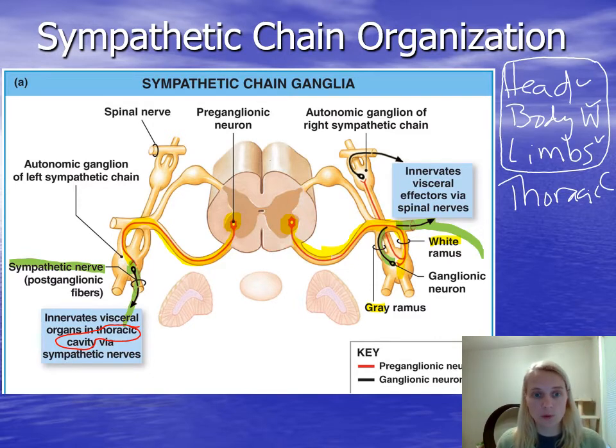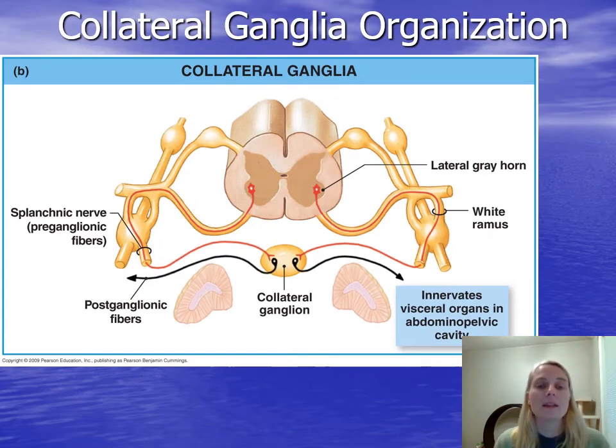Check. That's one location. Okay, the next one is the collateral ganglia. There's three collateral ganglia. There's a celiac, a superior mesenteric, and an inferior mesenteric. We'll see that on a diagram here in a little bit. So right now, we're going to generally call them collateral ganglia. They're located anterior to your spinal column. All right, so if you remember, it is the destination of the abdominal pelvic cavity that synapsing in the collateral ganglia tells us where this message is going, right?